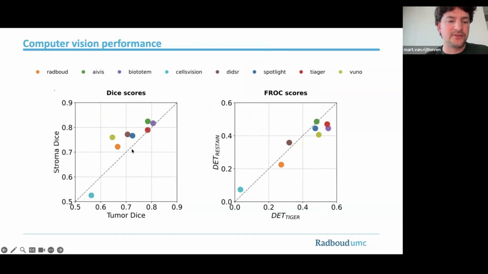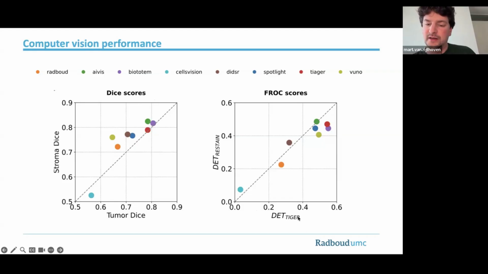And here you see basically the final computer vision performance. On the right, you see the dice scores for stroma dice and tumor dice. Basically, these are the metrics that we also obtained during the challenge. So as you can see here, that IFIS, Biototem, and Tiger were at the top, the top results. Interestingly, you can see that tumor dice and stroma dice are a bit similar. You see that the stroma dice is a bit easier, it seems.